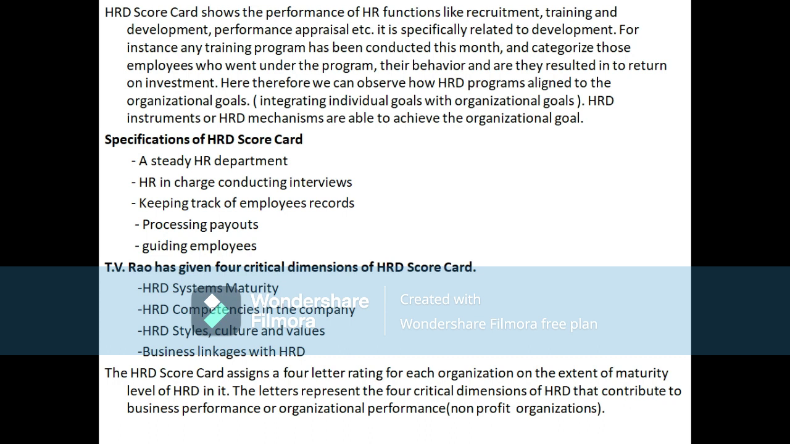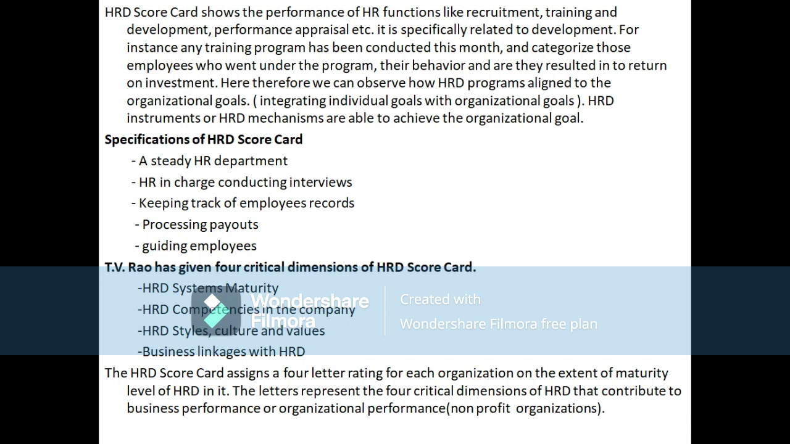So systems and maturity, this is one dimension. Under systems and maturity we will study different subsystems. In the same way, competencies in the company. Under competencies also we will study different aspects. Under styles, cultures and values we will study different aspects. Similarly, business linkages with HRD. So all these can be studied.